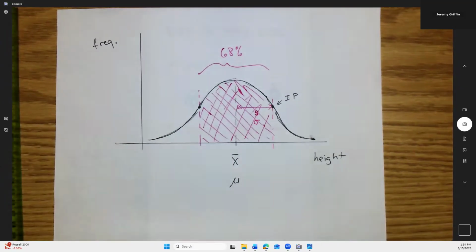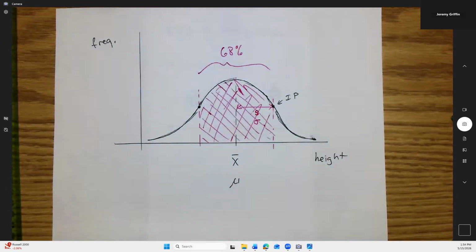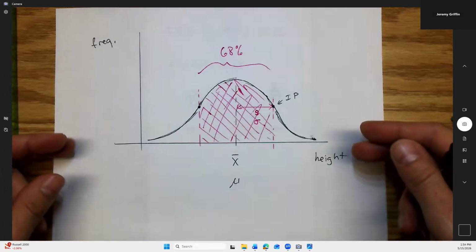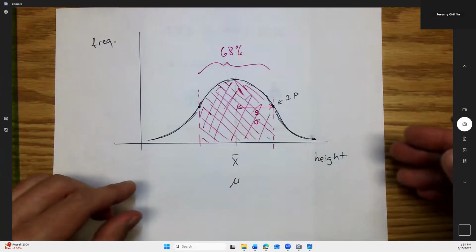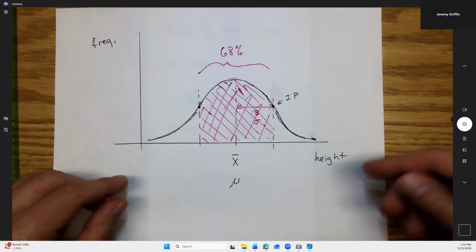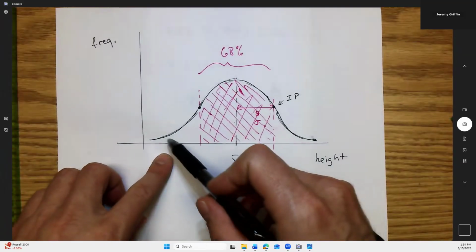Okay? Now, not all data in the world is distributed normally. This is called normal distribution. Actually, height might not even be a great example, but a lot of data is, just to get this idea on the board. Okay.